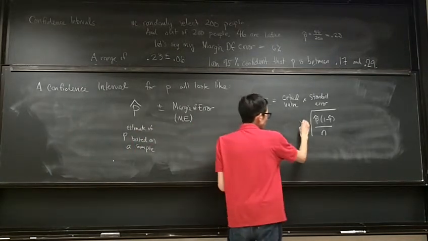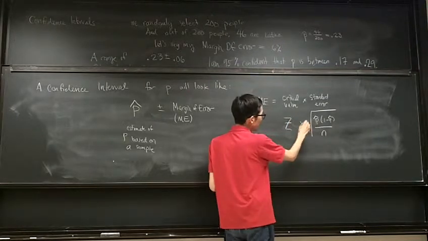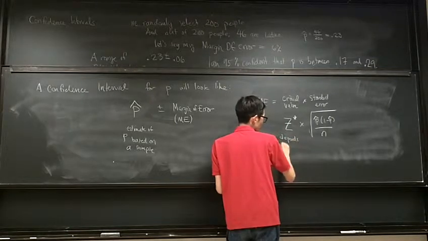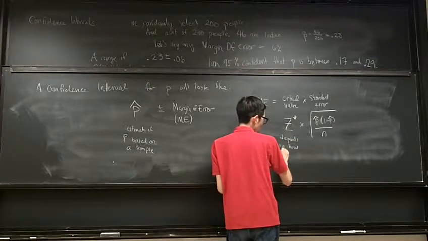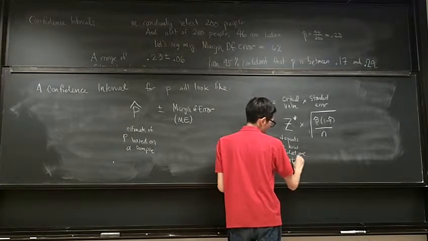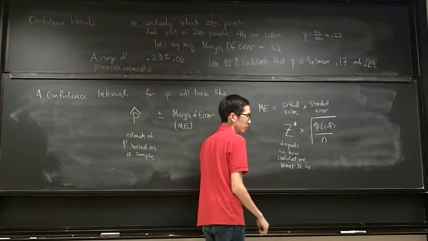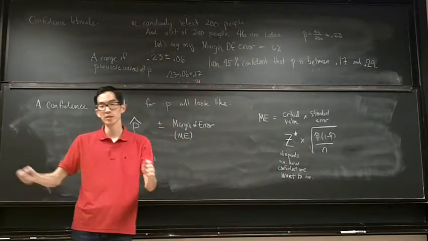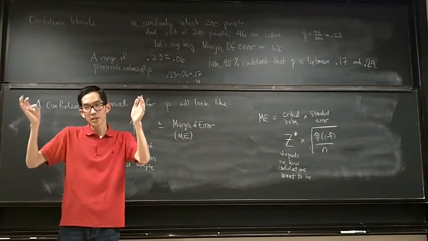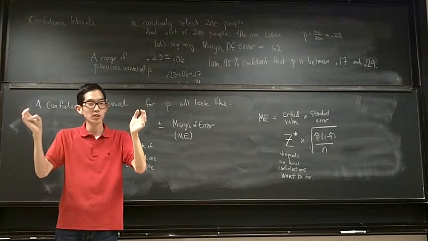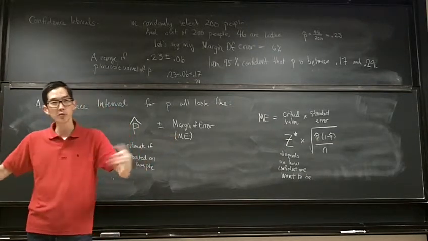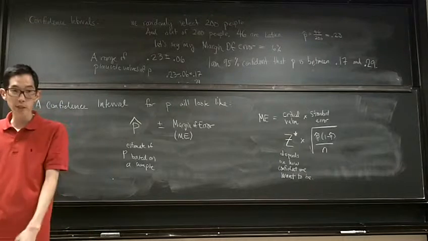Okay? The critical value, I'm going to call it z star, and it depends on how confident we want to be. If I want to be more confident that my confidence interval has managed to actually contain the true value of p, should I make my confidence interval wider or smaller? I should make it wider, right?